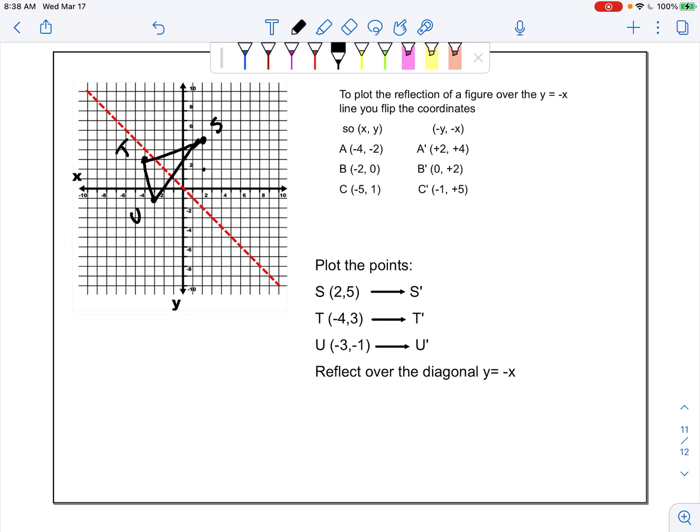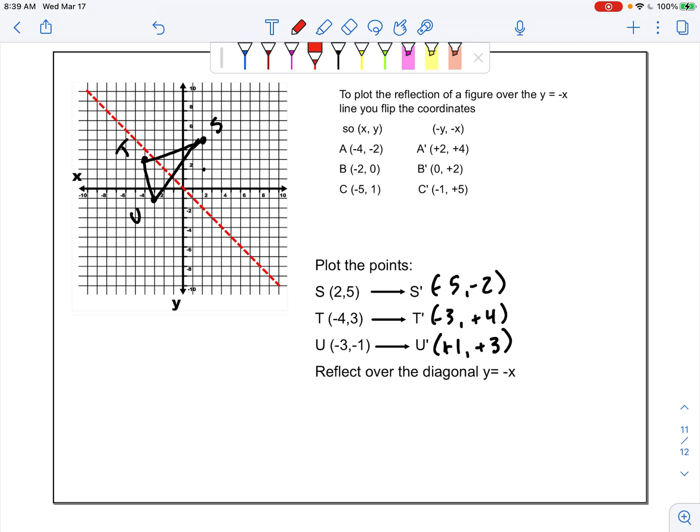So let's go ahead and rewrite these. So again, I think it's easiest if you rewrite. So not only am I going to flip them, I'm going to change the signs. So because 2 and 5 were positive, now they're negative. So my T, I'm going to flip them and then flip the signs. So now that 4 becomes a positive and the 3 becomes a negative. And then here I'm going to flip them and change the sign. So those are now positive.